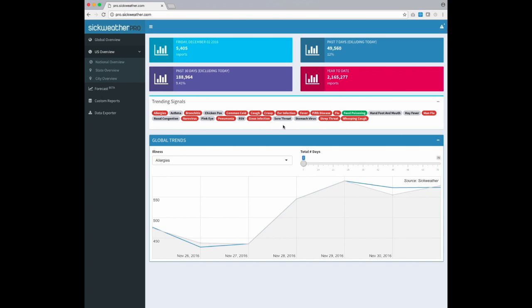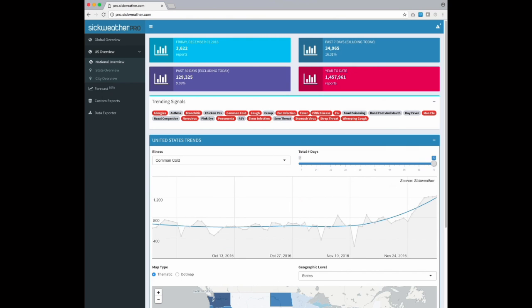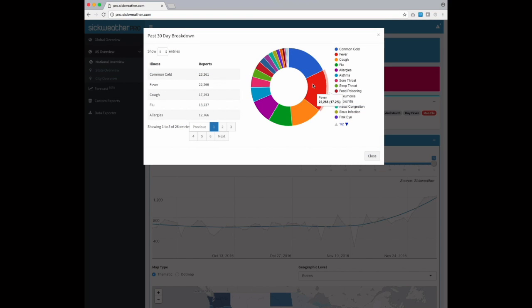Sickweather tracks a variety of illnesses and symptoms, from cough and fever to seasonal allergies and the flu. Both the global and the national views provide at-a-glance scorecards that show overall illness activity for different timeframes. Users can dive into each scorecard to determine the illness breakdown for that period.